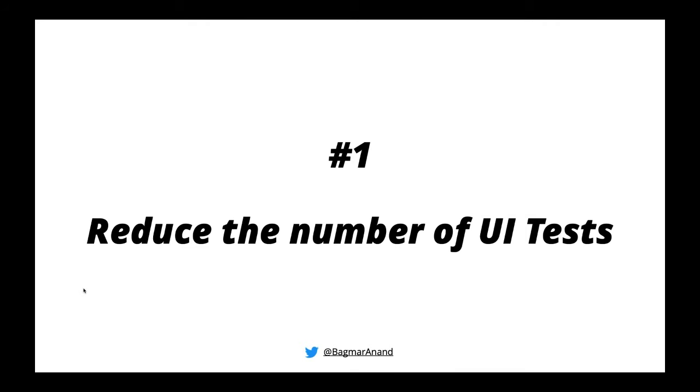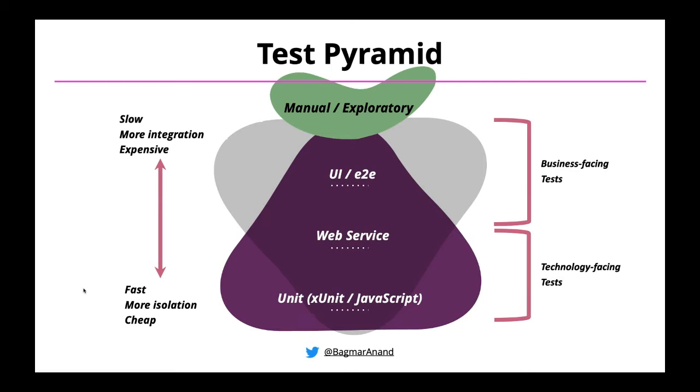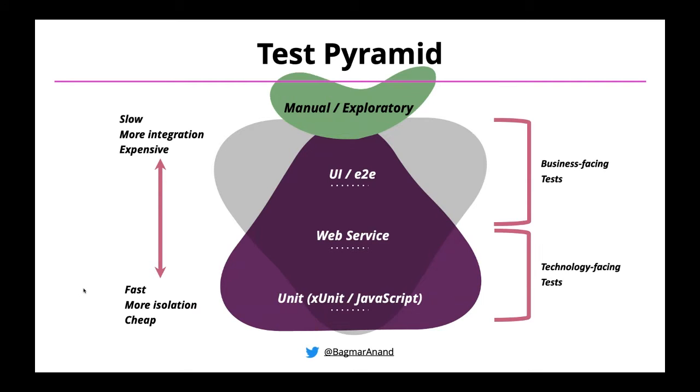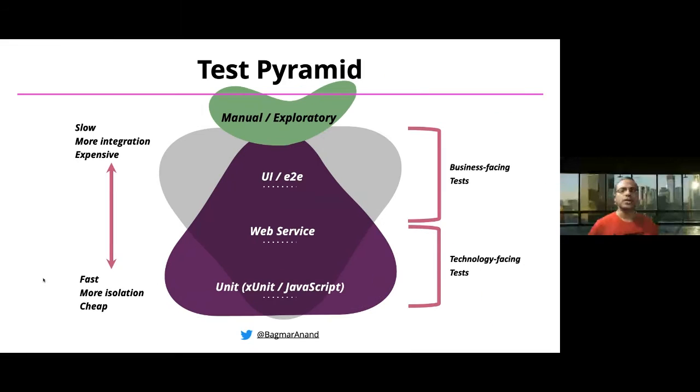First thing, reducing the number of UI tests. I hope everyone is familiar with the concept of the test pyramid, where we've got various different types of tests. For simplicity, there are just three types of tests listed here: UI, web service, and unit tests. But in reality, these could be many more types of tests, as is applicable to your product under test. The idea is you should have maximum tests in the lower layers of the pyramid because that's going to be faster feedback, more isolation, and cheaper to implement and execute. And on top of the pyramid, these tests should be minimal in number because these are slow. There is more integration required, hence it is more expensive as well to implement it.